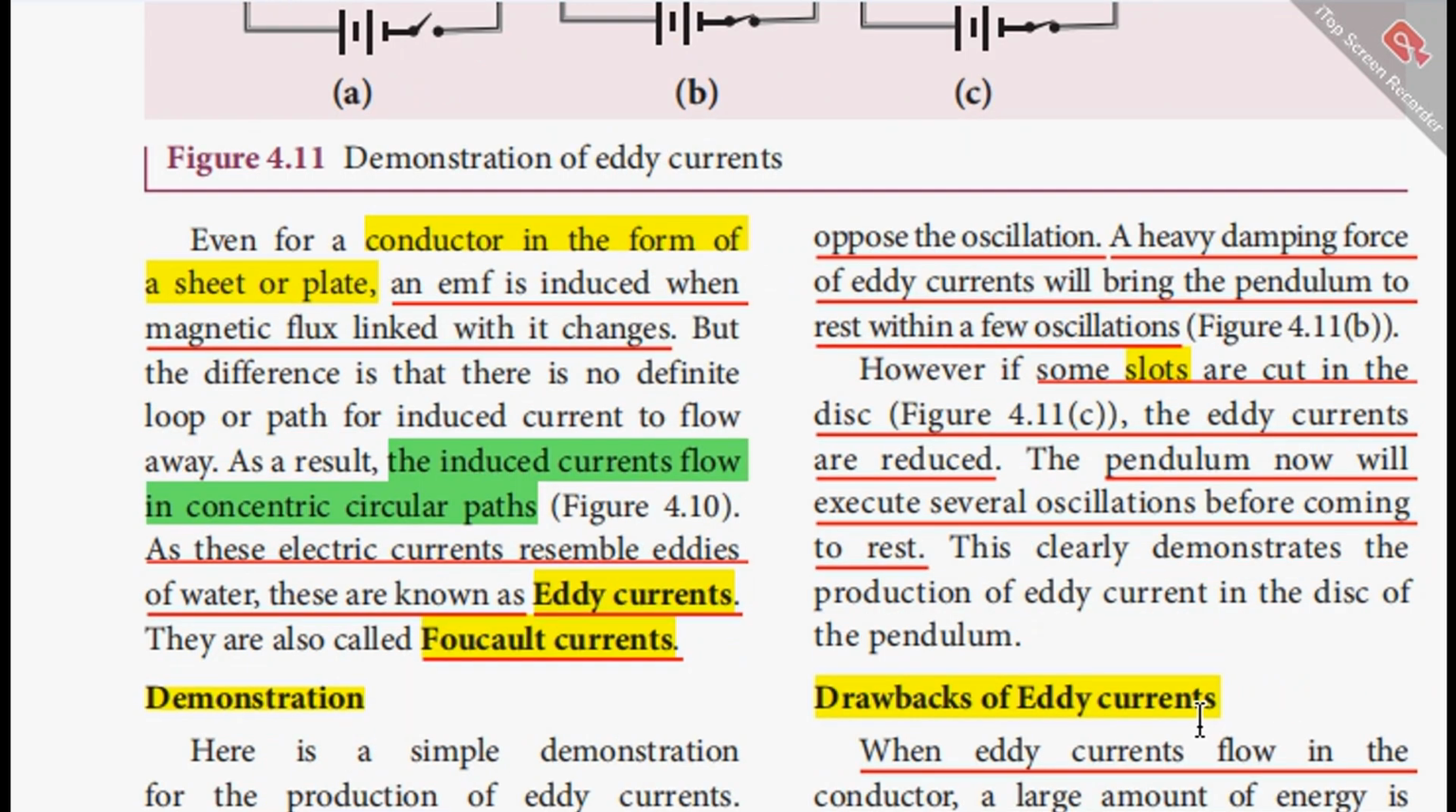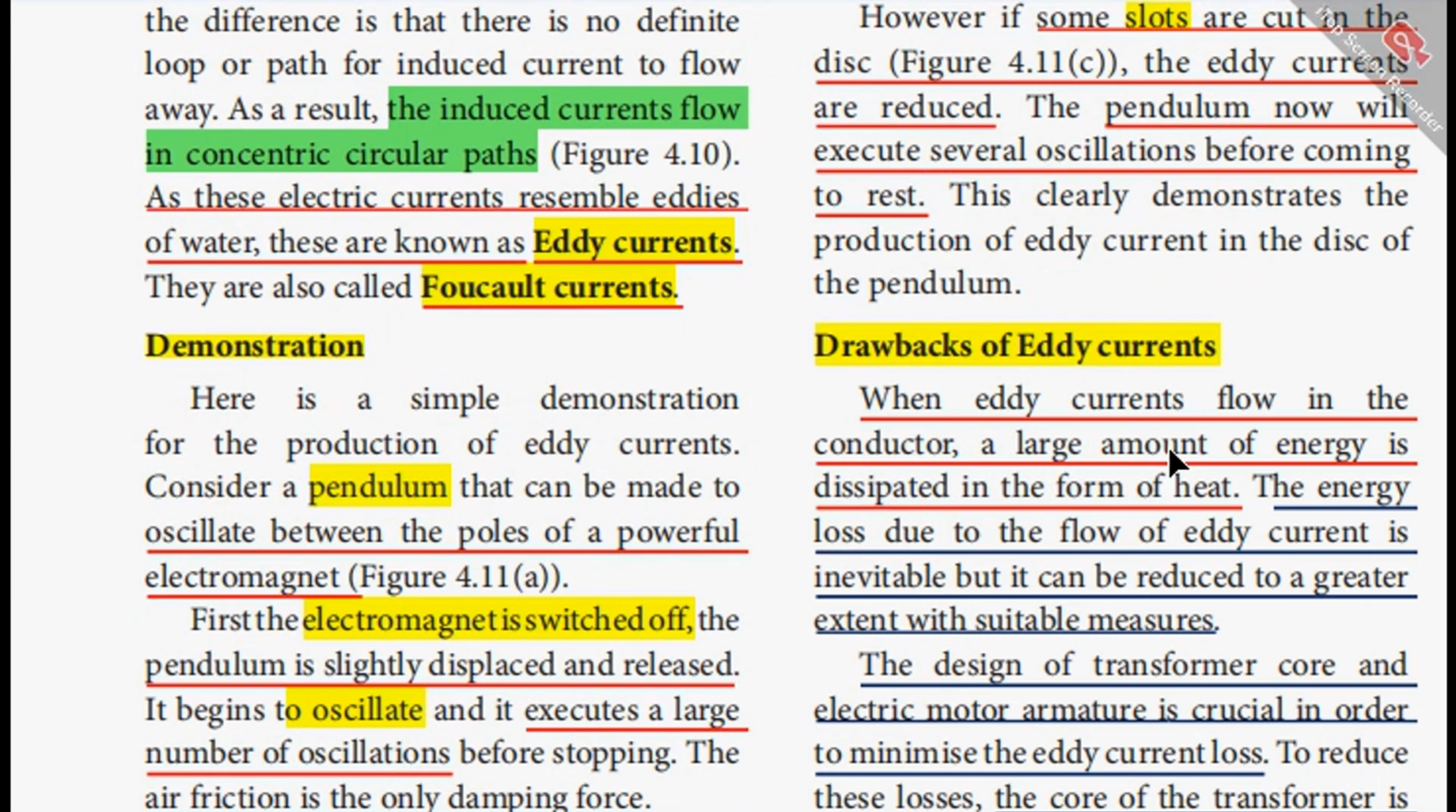Now, what are the drawbacks of eddy currents? When the eddy currents flow in the conductor, a large amount of energy is dissipated in the form of heat. So the energy lost due to the flow of eddy current is inevitable, but it can be reduced to a greater extent with some suitable measures.